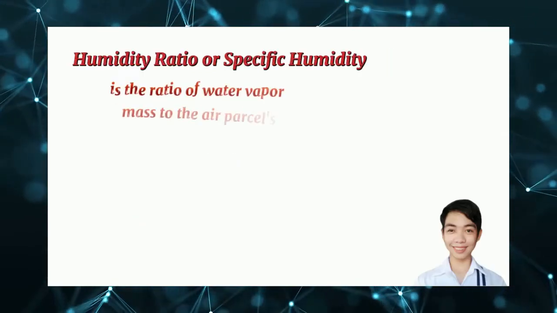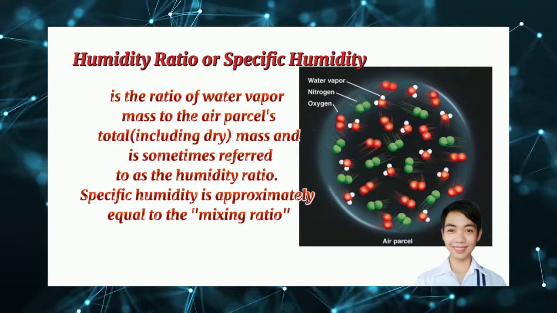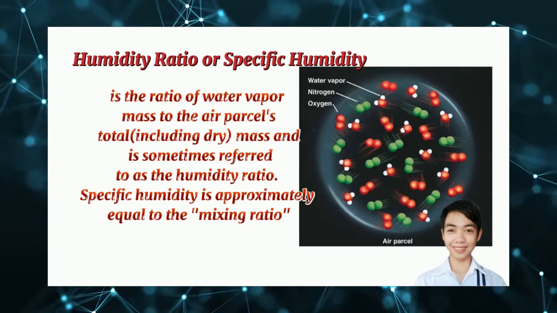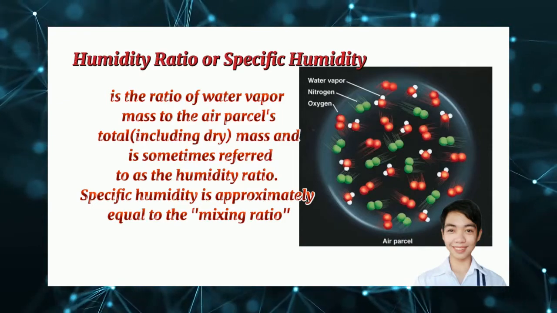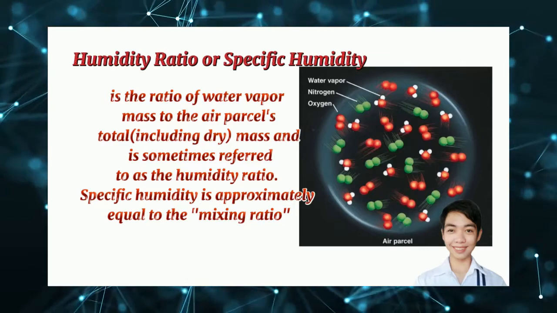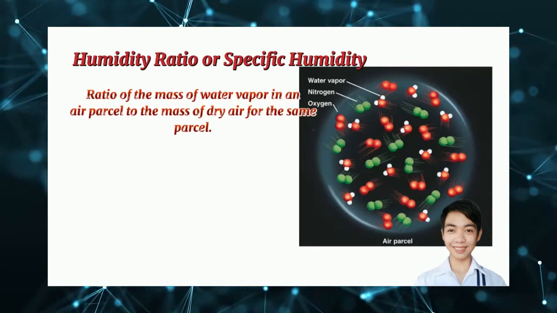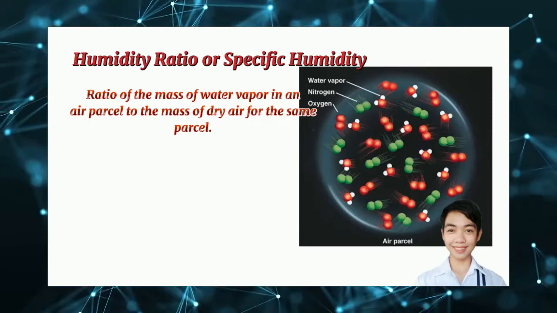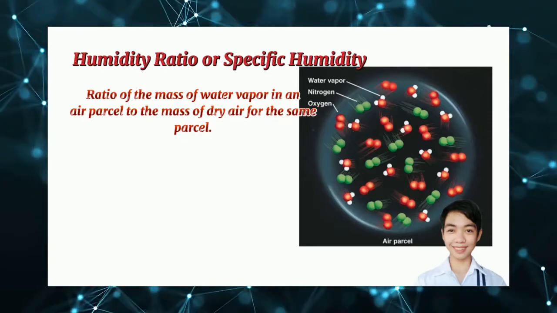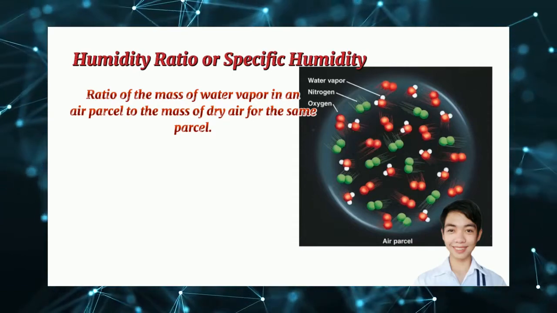Humidity ratio or specific humidity is the ratio of water vapor mass to the air parcel's total mass, including the dry air, and is sometimes referred to as the humidity ratio. The specific humidity is approximately equal to the mixing ratio, which is defined as the ratio of the mass of water vapor in an air parcel to the mass of dry air for the same parcel.